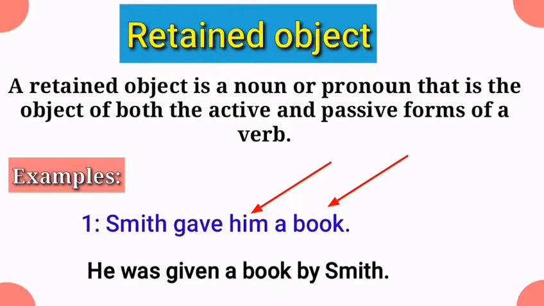You can see the object, a book, is not changed into subject in the passive voice. And it is the object in the active sentence and still is the object in the passive sentence. In other words, in the passive sentence, a book is the retained object because it remains the object of the verb, give, even though the sentence structure has been changed. Therefore, this object is called a retained object.